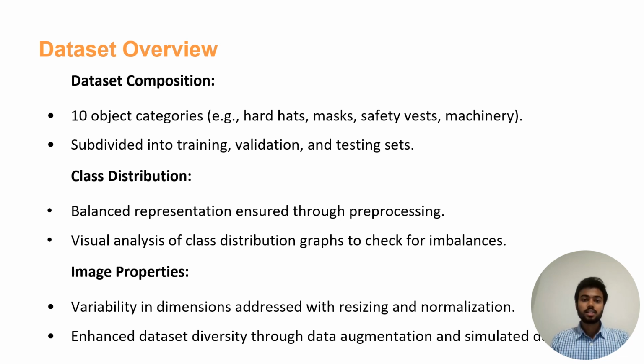Coming to the dataset I have used, I have basically categorized the objects into 10 categories. Examples like hard hats, masks, safety vests, machinery, safety cones, etc. And I have subdivided them into training, validation, and testing sets. Coming to the class distribution, I have a balanced representation, ensured through pre-processing and visual analysis of class distribution graphs to check for any imbalances that might happen during the pre-processing phase.